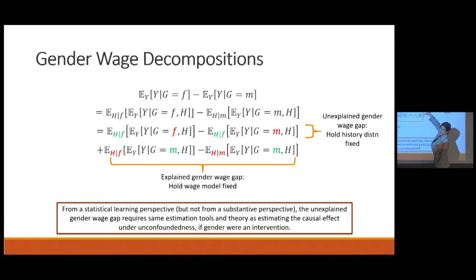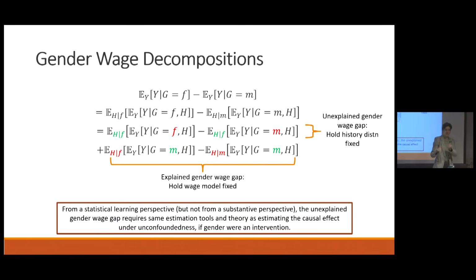Now we have two terms which you could argue are more interpretable. The first one holds histories fixed, and basically asks, on average, if everybody had the same job histories as women, what would be the wage gap? The second line asks, what if we had the same wage function? What if men and women got paid the same conditional on history? What is the difference from different histories?